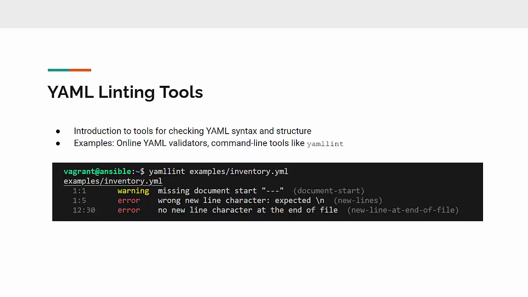Writing clean and effective YAML is one thing, but ensuring it stays error-free is another. Let's shift our focus to the tools and techniques we can use to lint and validate our YAML, ensuring it's always up to standard. Ensuring your YAML files are error-free is crucial. YAML linting tools help identify syntax errors and enforce best practices. Utilizing these tools can save you from potential headaches by catching errors early in the development process.